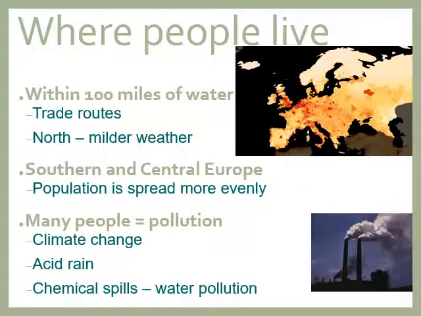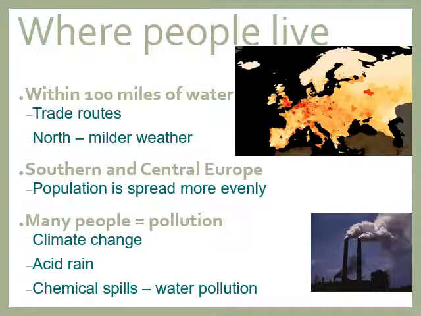When we look at population density, most of the people in Europe live within 100 miles of water. The reason they would do that is a couple of different reasons. First off, trade routes. They're able to move their goods from one place to another very efficiently because water is the best way to do that. But also, in the northern part, they live by water because of the milder weather. You want to be close to the ocean so it's not really freezing and a bad place to live.